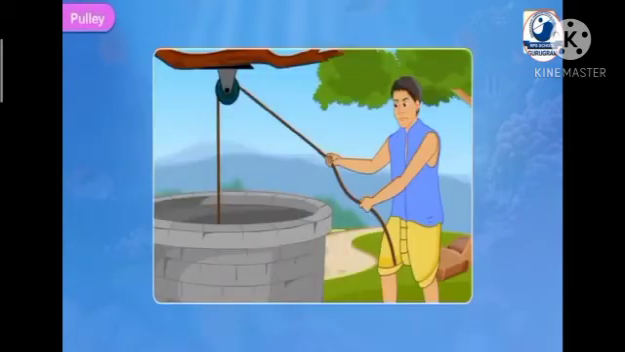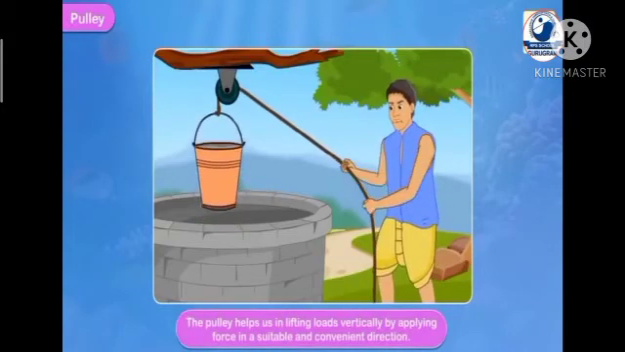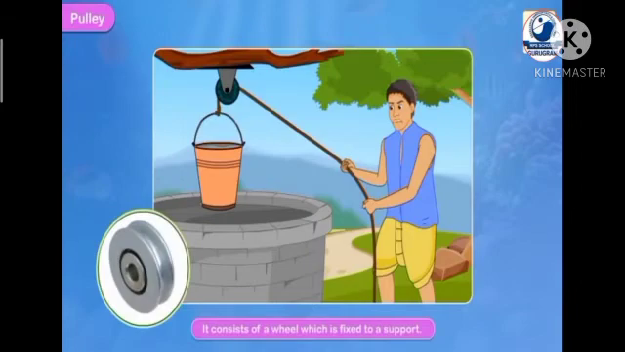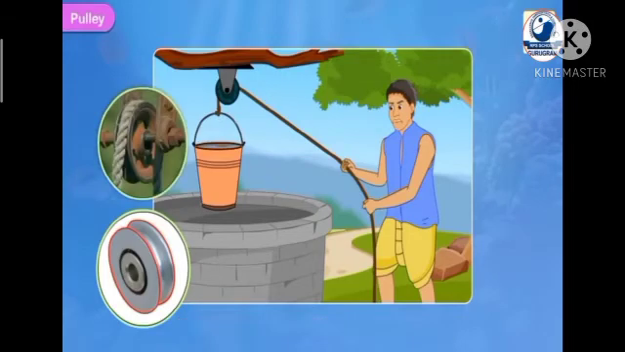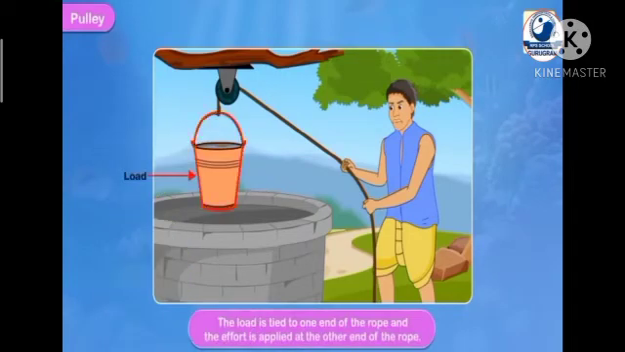Pulley. The pulley helps us in lifting loads vertically by applying force in a suitable and convenient direction. It consists of a wheel which is fixed to a support. The wheel has a grooved rim over which a rope is passed. The load is tied to one end of the rope and the effort is applied at the other end of the rope.